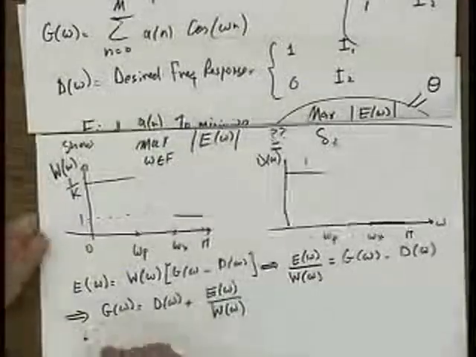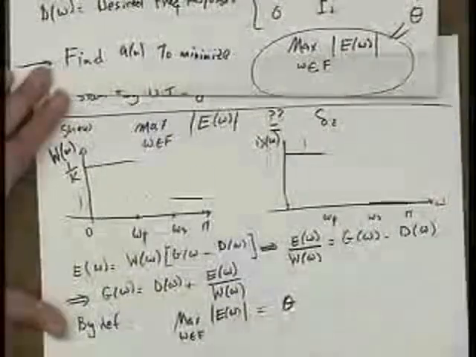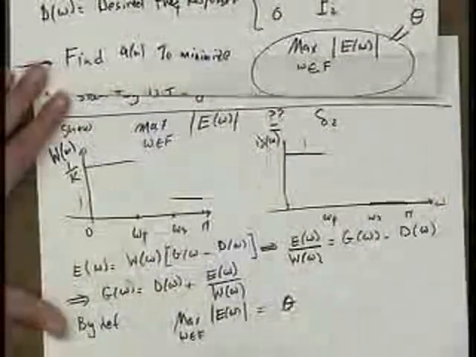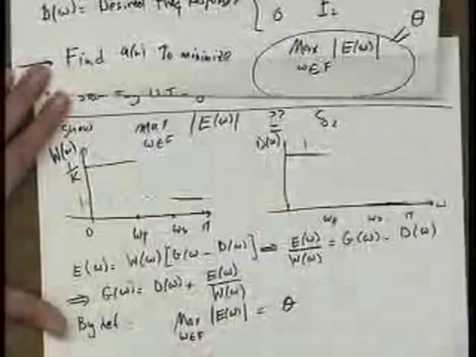So if by definition we call the maximum value of the absolute value of E of omega, for omega in the range F, theta, what does that mean about the shape of E of omega? How could I plot the shape of E of omega? Well, I can plot it as follows.